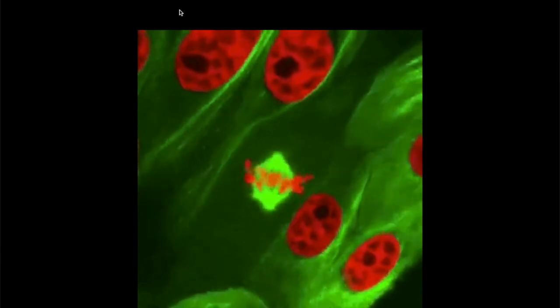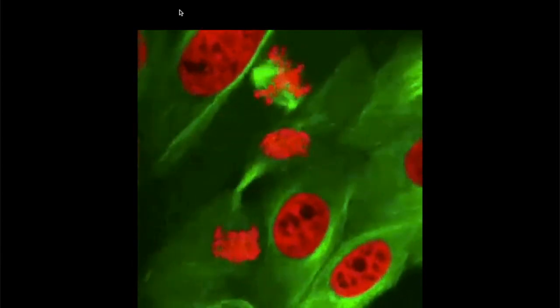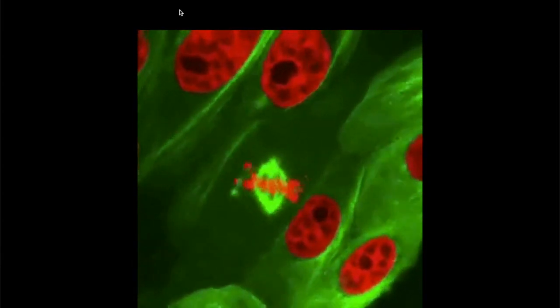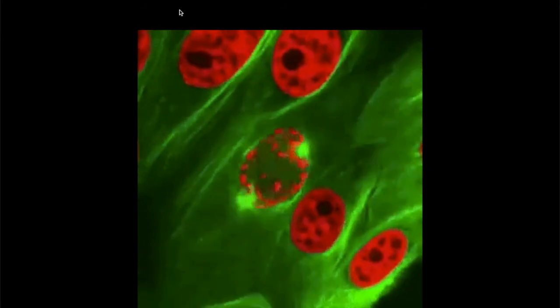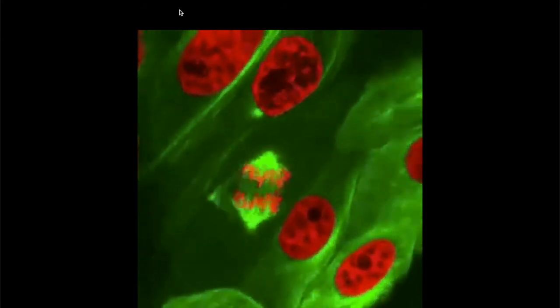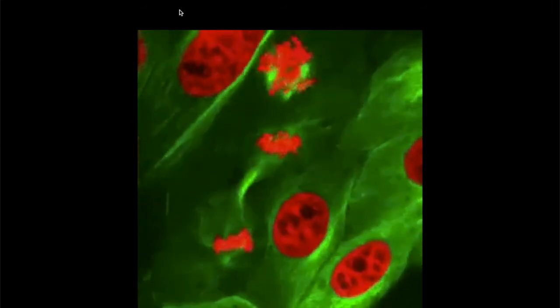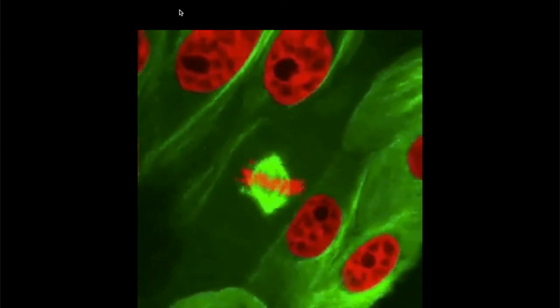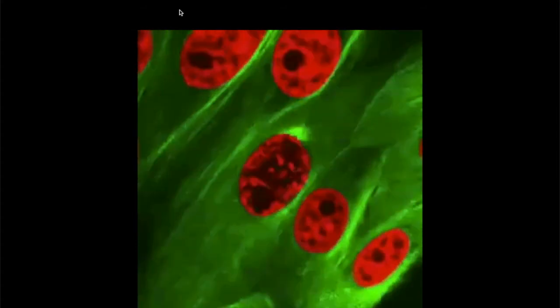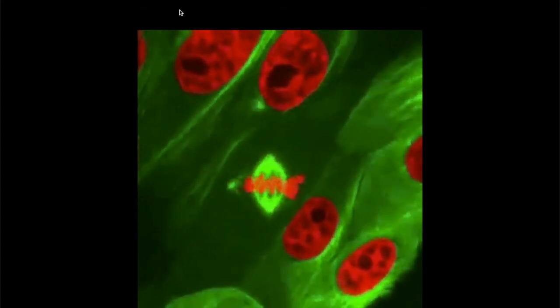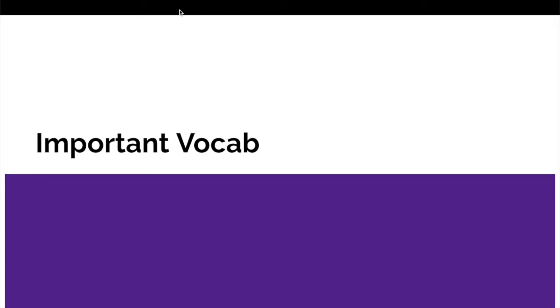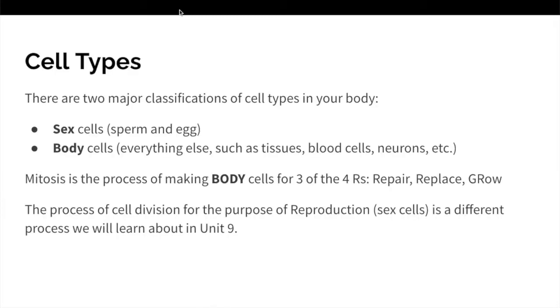Now we're going to dive into the actual detailed steps of this process of cell division. If you take a look at this video, you can see that we start with one cell. The DNA, which is shown in bright red, is sorted and organized and arranged down the middle of the cell and then split apart so that eventually you have 2 cells. Each cell has 1 complete set of DNA from the original cell. But before we begin, let's start with some important vocab that's coming up.